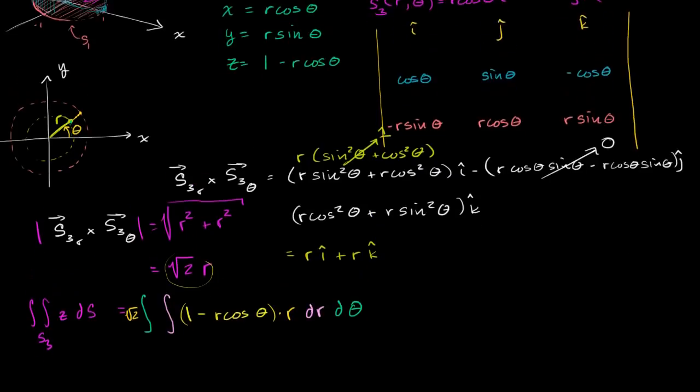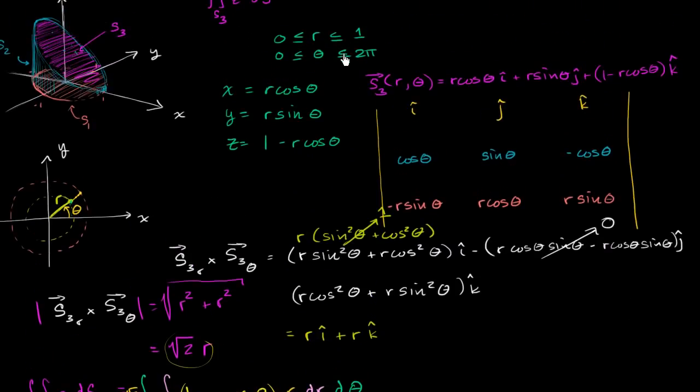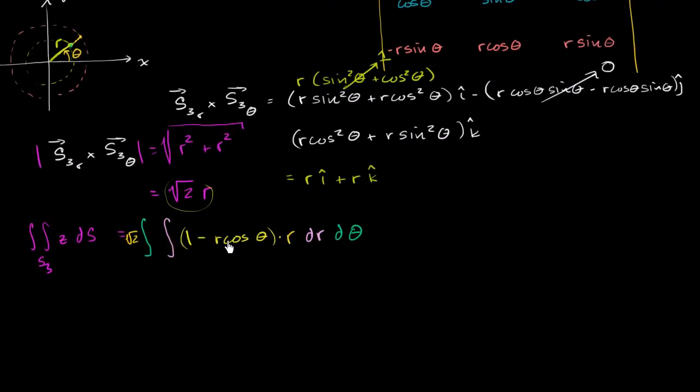And we know that r takes on values between 0 and 1, and theta takes on values between 0 and 2 pi. So we're going to integrate with respect to r first. r takes on values between 0 and 1, and theta takes on values between 0 and 2 pi. And so now we are ready to integrate.